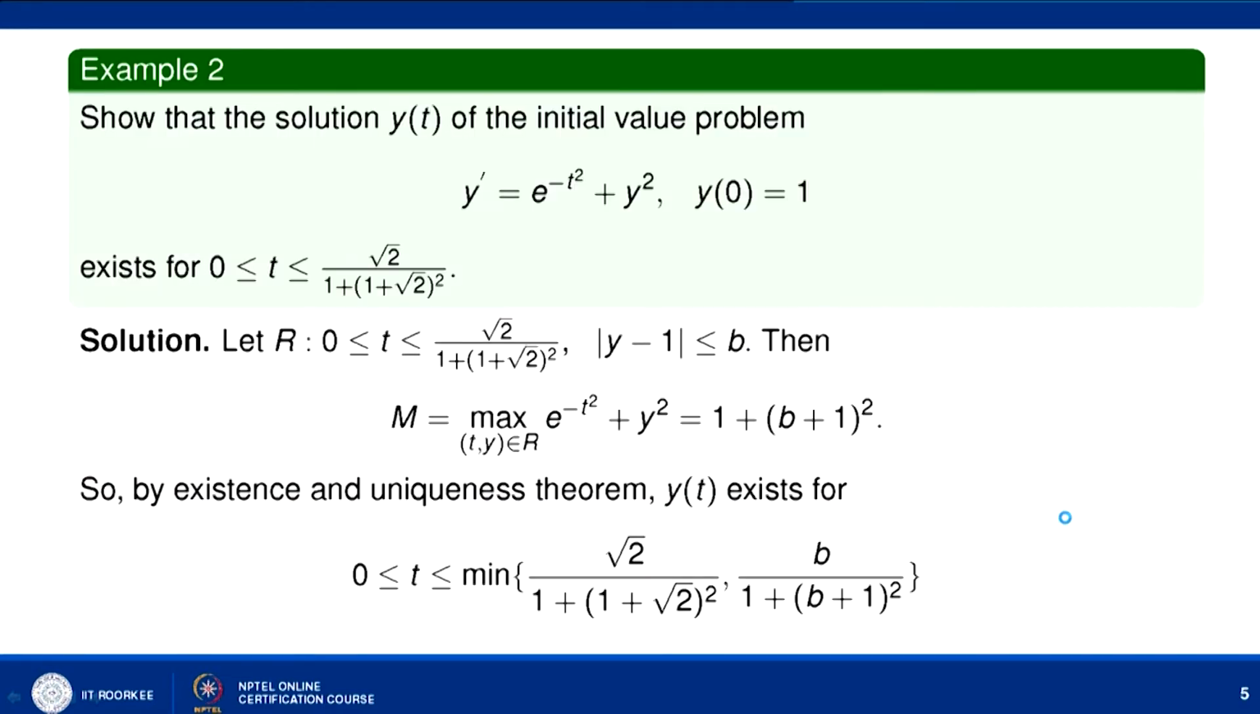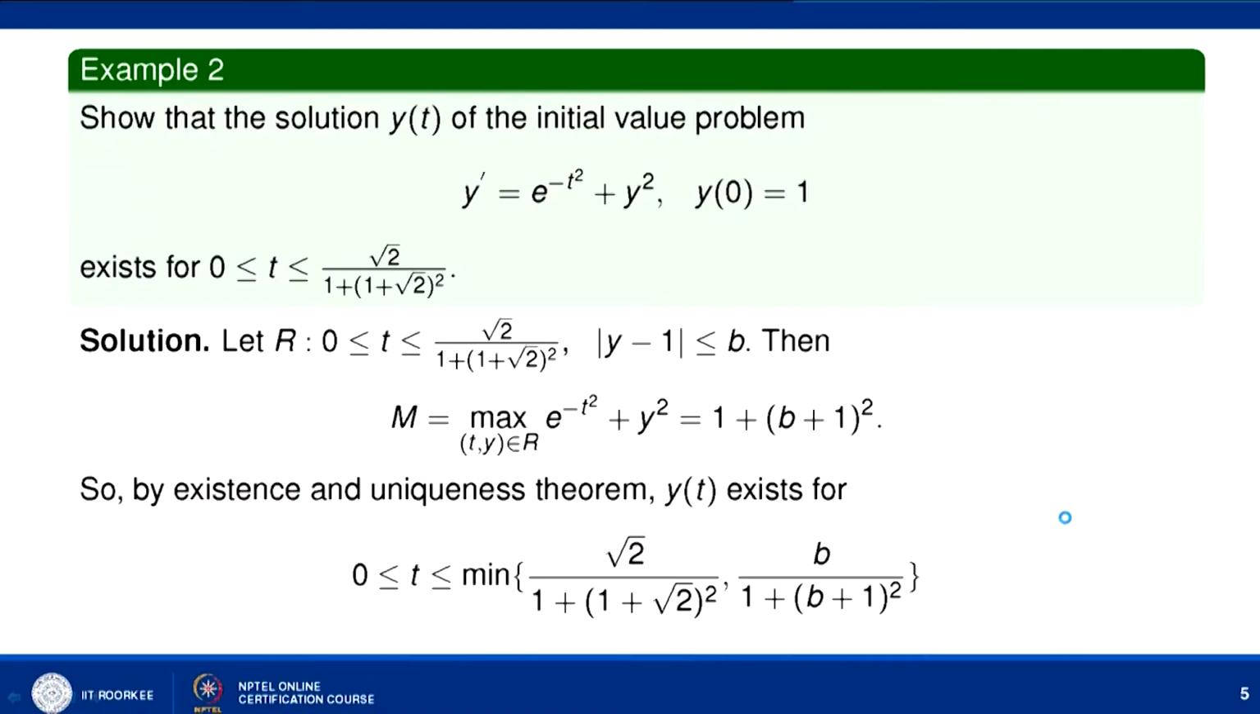Now, coming on to example 2. Here we look at the following differential equation, so that the solution y(t) of the initial value problem y' equal to e to the power minus (t square plus y square), where y(0) equal to 1 is given as the initial condition, exists in this particular domain: t greater than or equal to 0, less than or equal to root 2 upon (1 plus root 2) whole square. So, here we are looking only for the interval in which the solution exists. First we find out that the solution exists, and then we try to find out in which interval this solution exists. So, let us define the rectangle.